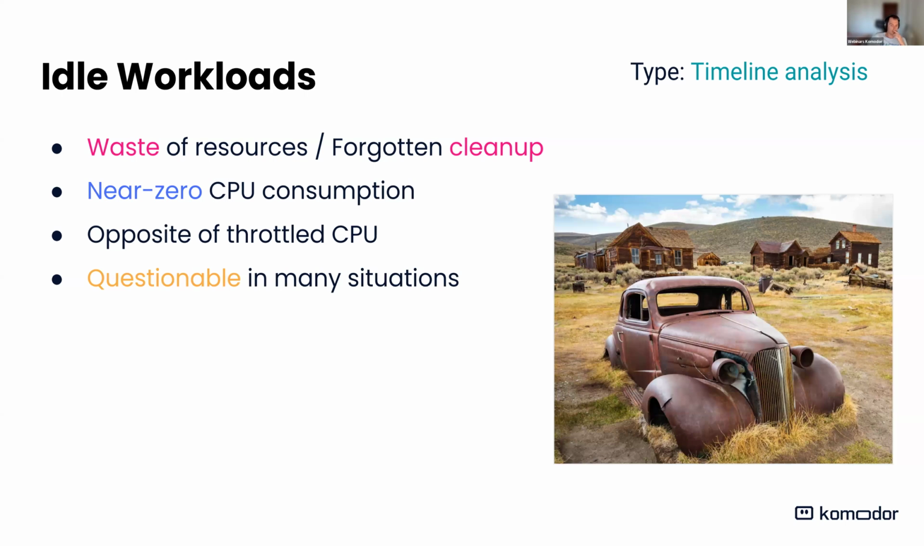So the first interesting type of insight is idle workloads. It's actually really a simple one, but easy to forget. It's a waste of resources when you have pods and workloads that nobody knows what they do, and they do not do anything most of the time. They could rather be jobs as opposed to pods. They have near zero CPU consumption. It's basically the opposite of throttled CPU. And the only reason why we didn't include those in our reliability insights is that it's questionable.